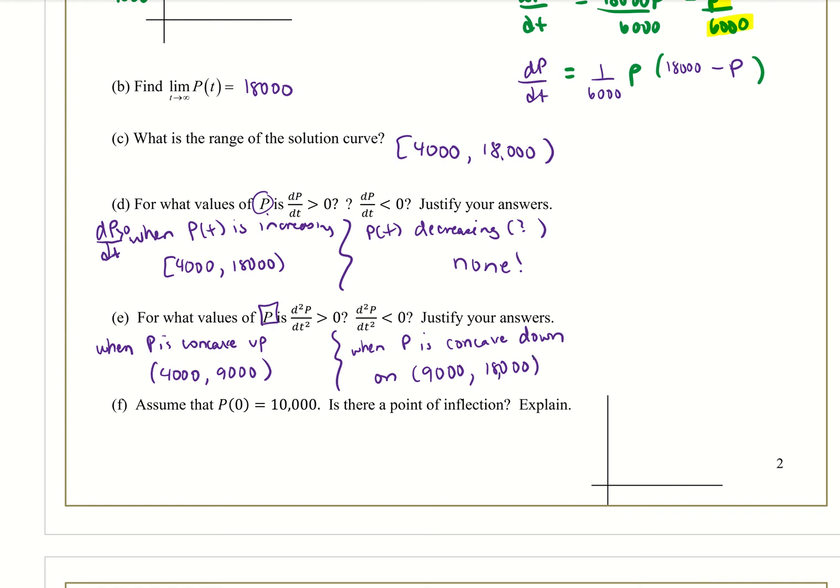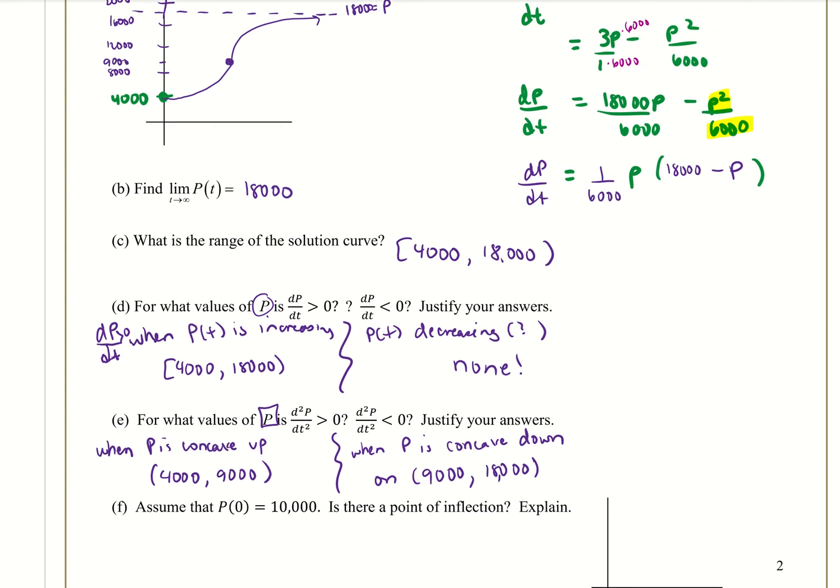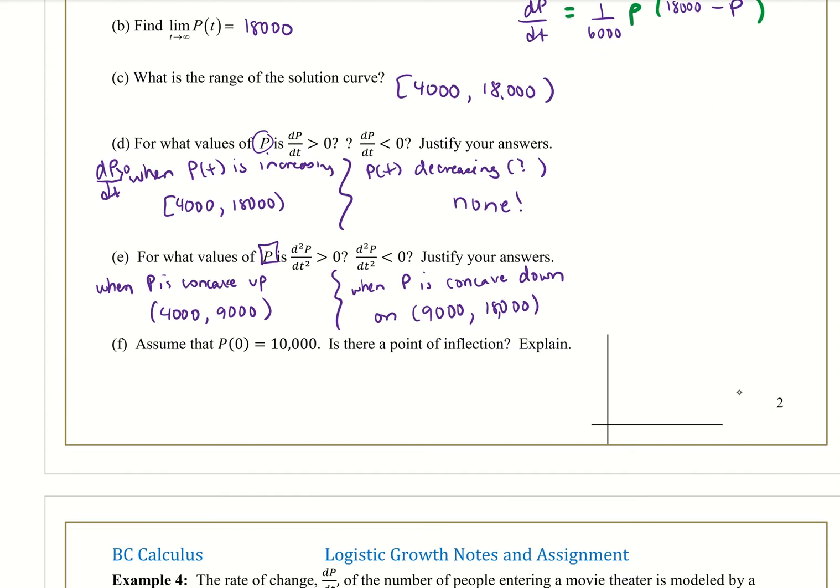A little bit different here. Assume that P of 0 is 10,000. So maybe our population is not starting at 4,000 for these little fish in the lake. It's starting at 10,000. Is there a point of inflection? Well, remember that at 9,000, we have the point of inflection. If we're at 10,000, we've already passed the point of inflection. So we're not going to have a point of inflection.